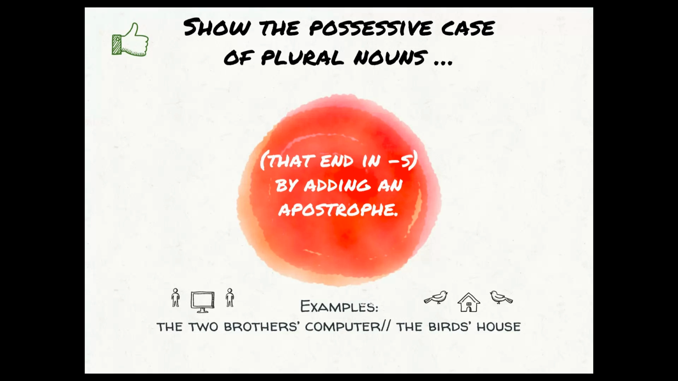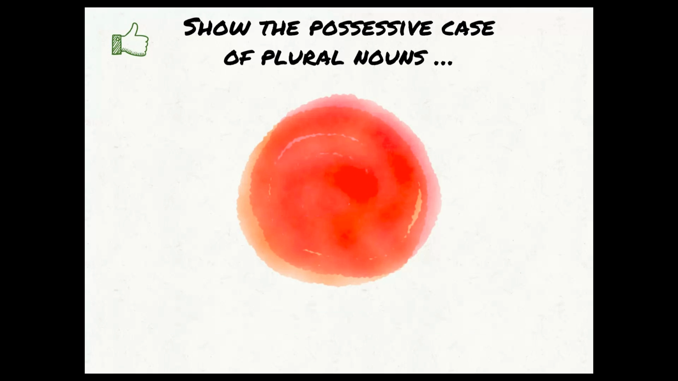So in this case, we can see that there are plural nouns. There are two brothers. There are more than one bird. So when that happens, and these words already end in S's, you just add an apostrophe to show that the brothers own a computer and the birds own a house.